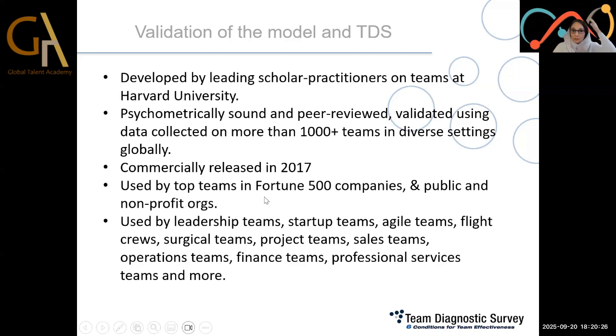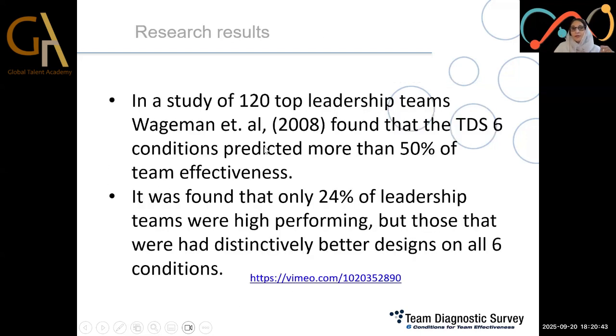It was used by top teams in Fortune 500 companies and public and nonprofit organizations, used by leadership teams, startups, agile teams, flight crews, surgical teams, project teams, sales teams, operations, finance, professional services, and more. In a study of 120 top leadership teams by Wageman, of course, there are a lot of published papers on this model. A 2008 published paper found that the TDS, Team Diagnostic Survey, 16 conditions predicted more than 50% of team effectiveness. And it was found that only 24% of leadership teams were high performing.